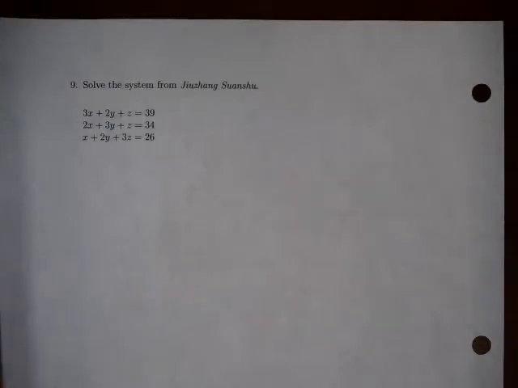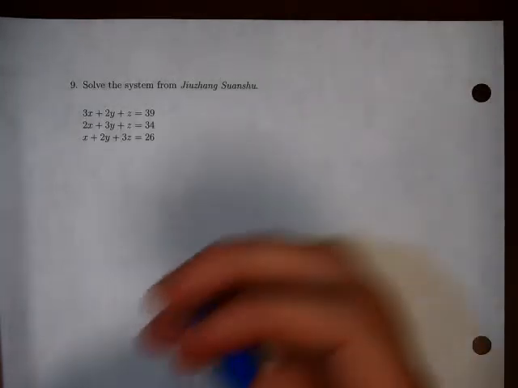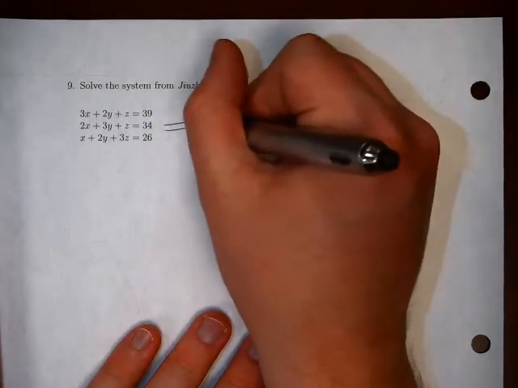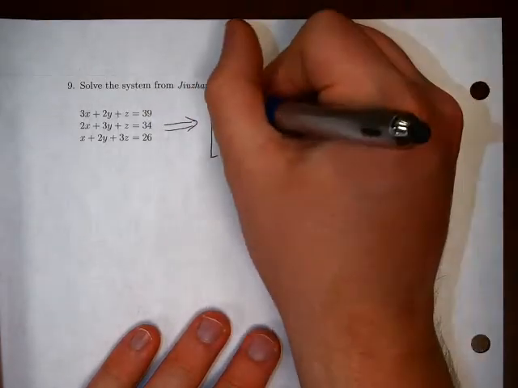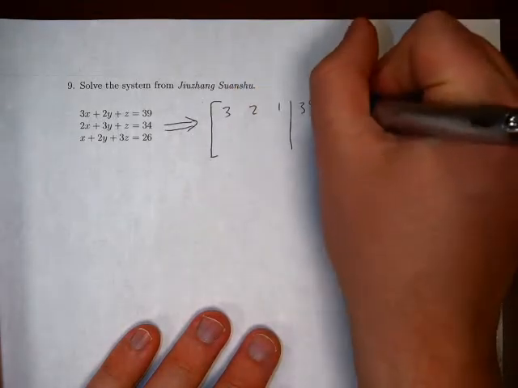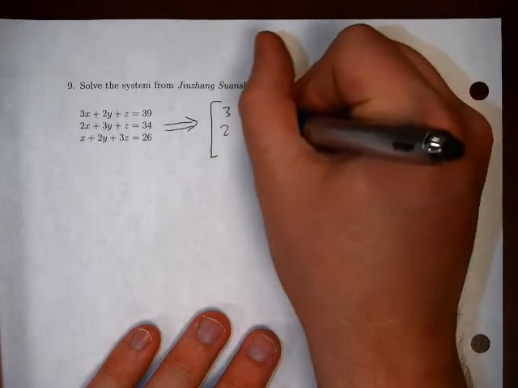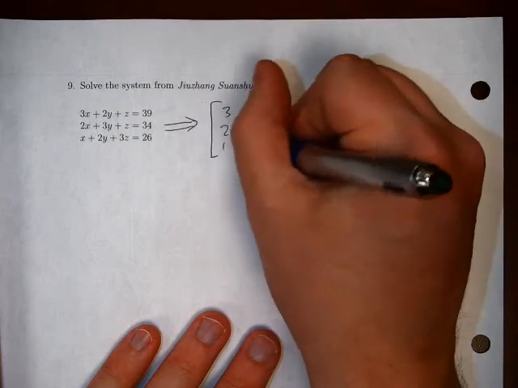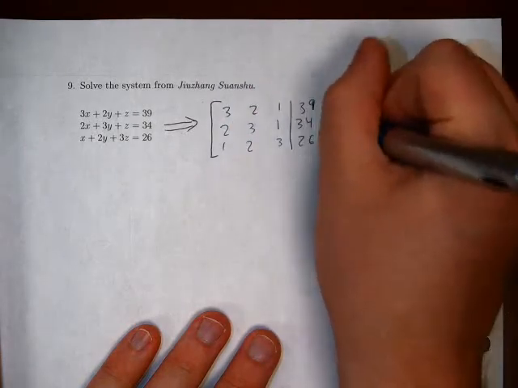Alright, now one more system for us to look at before we wrap things up on this one. So let's say we wanted to rewrite this and solve this system. So first, let's put it into a matrix. 3, 2, 1, 39, 2, 3, 1, 34, 1, 2, 3, 26.